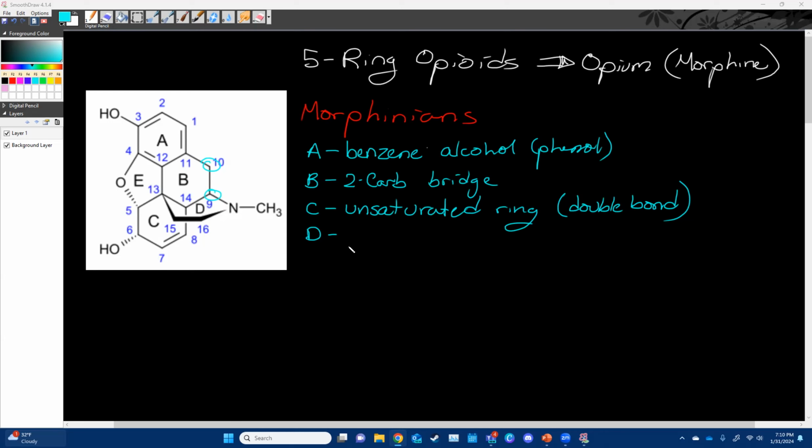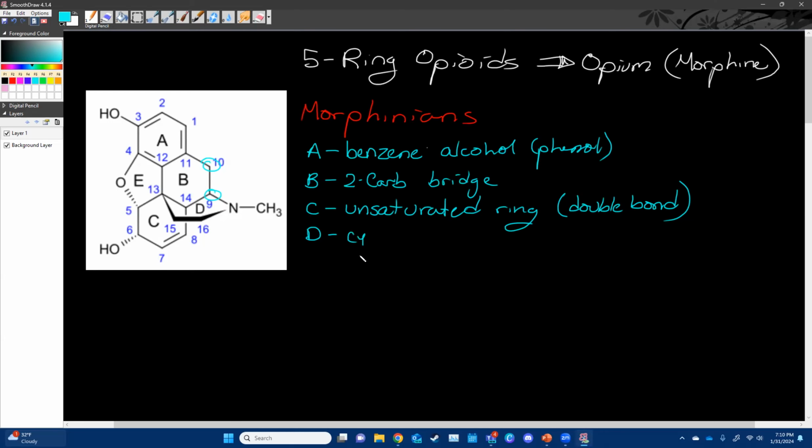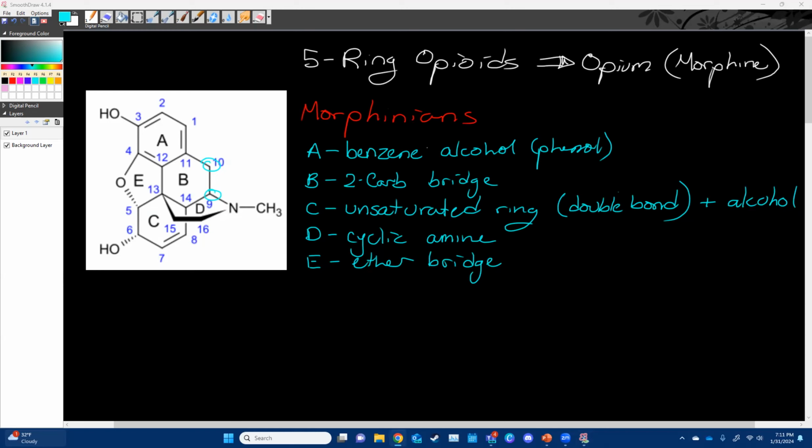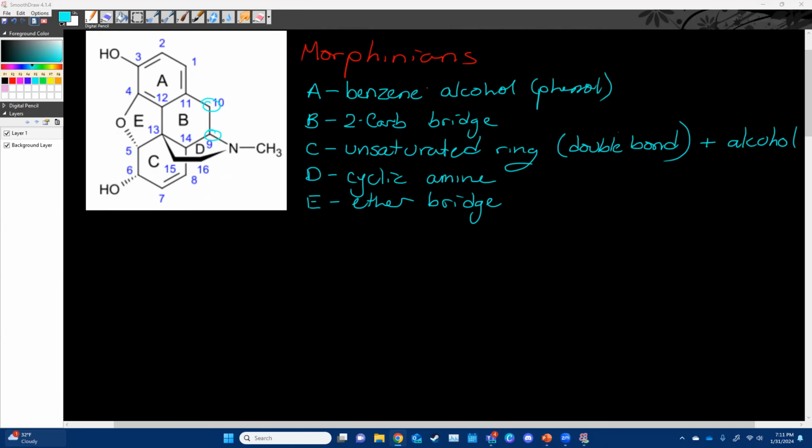Oh yeah, okay. Ring D is a cyclic amine, and then E is an ether bridge. Plus an alcohol for C. Broadly, these are 5 main components. And so whenever we talk about changes to the opioids, we're always focusing on these 5 different positions. So let's take a look and let's see how these different things form.